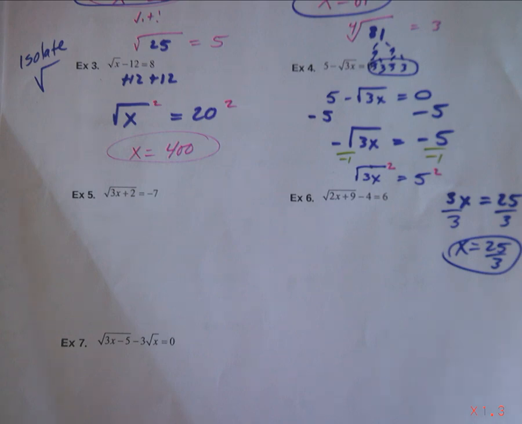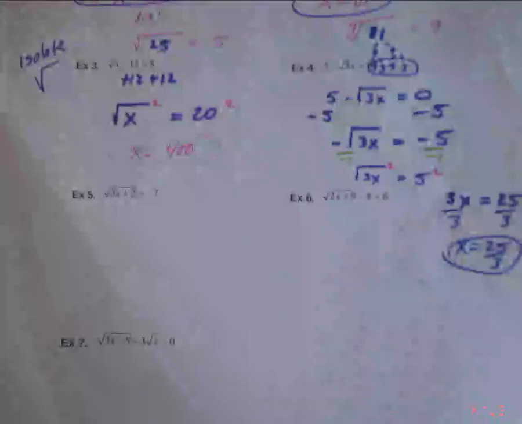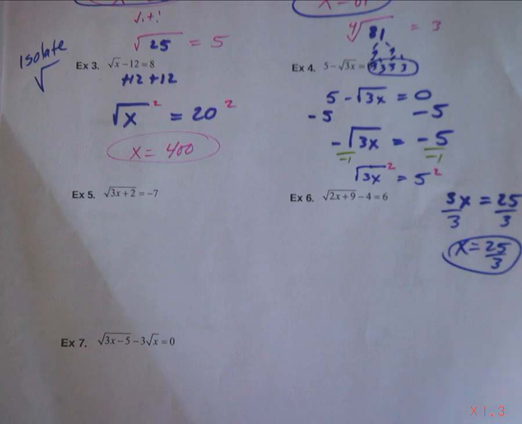What's the square root of 100? 10. What's the square root of 49? 7. What's the square root of 121? 11. Okay. Notice you're always getting positive numbers there.